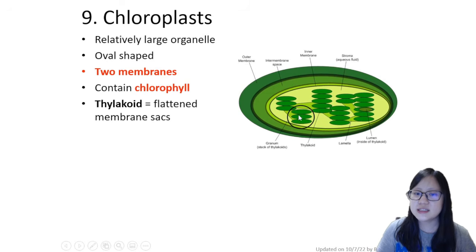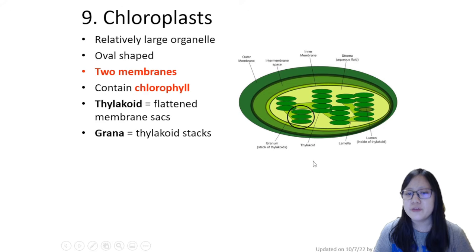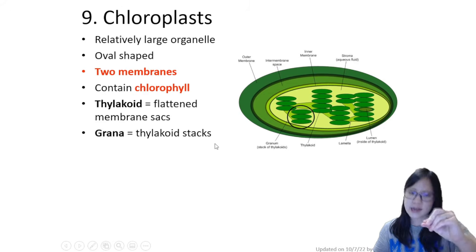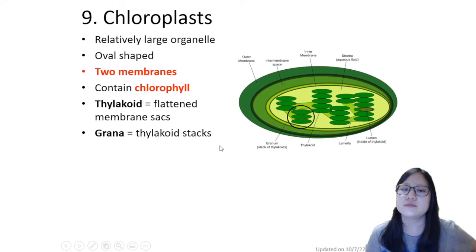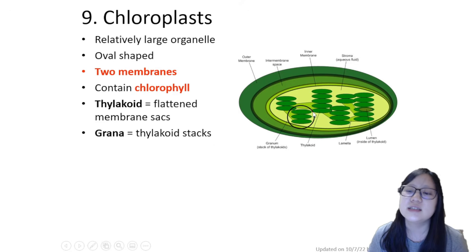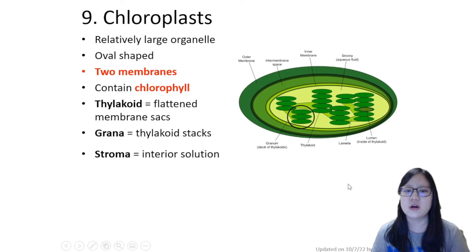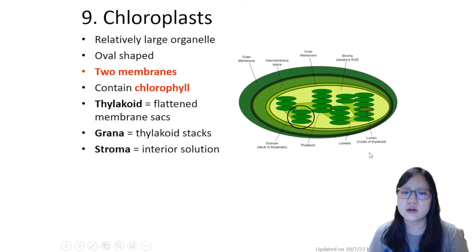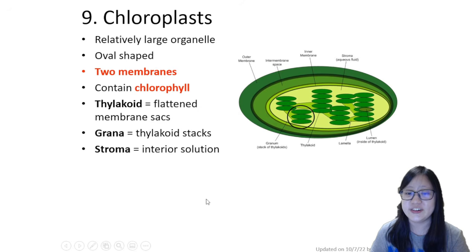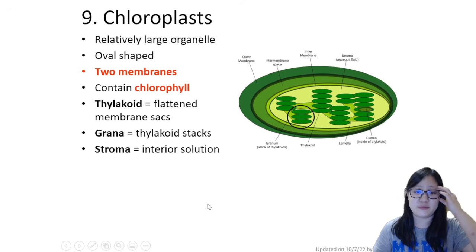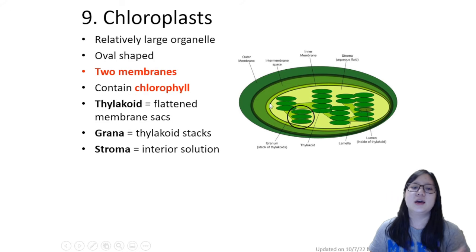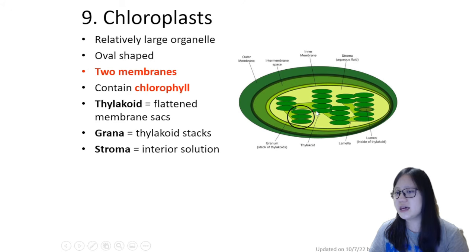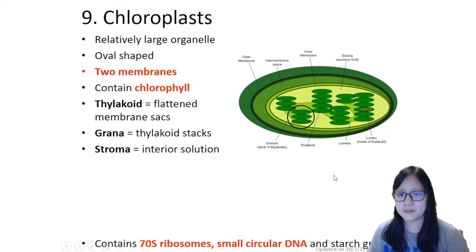These thylakoids are flattened membrane stacks, and multiple thylakoids stacked together is called grana. And this grana is in a liquid inside called stroma, not inferior solution, interior solution. I was reading it wrong in my brain. Anyways, grana, stroma, right? Grana again is thylakoid stacks, stroma is the fluid.